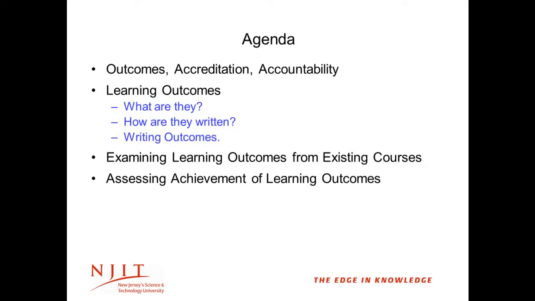We will examine some learning outcomes from existing courses and look at how we can improve existing outcomes and perhaps write new learning outcomes. And eventually we're going to talk about assessing the achievement of learning outcomes. It's one thing to have learning outcomes for students, but unless we assess whether or not the students actually achieve those outcomes, it doesn't make much sense and it's not much use.